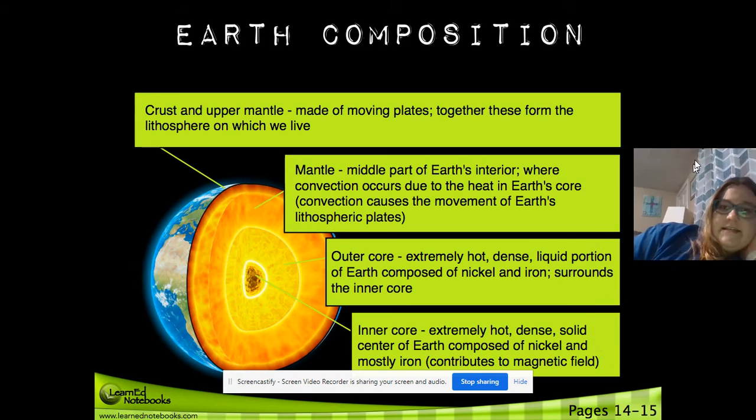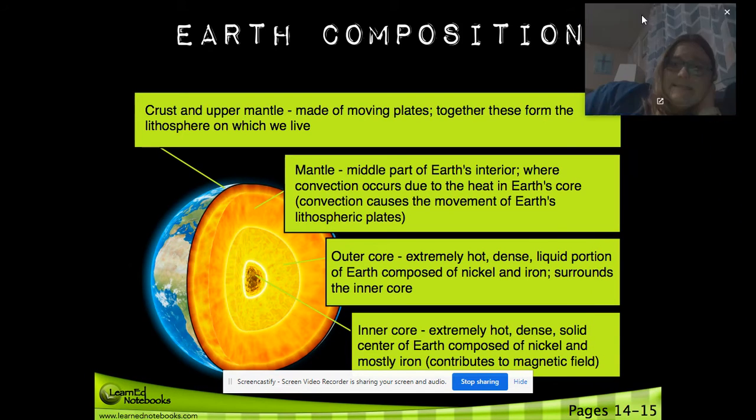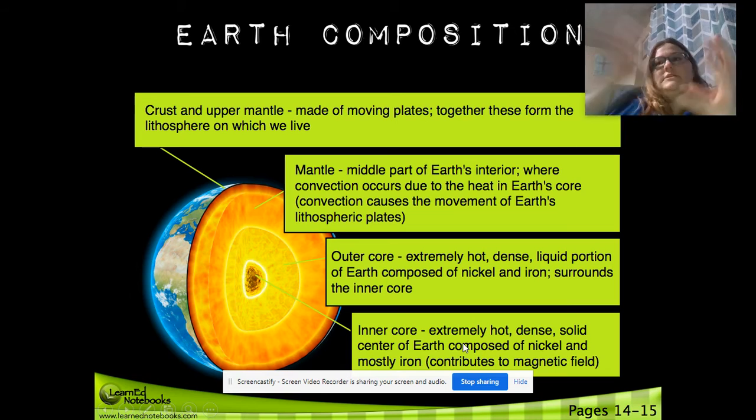The outer core is extremely hot, dense, meaning tightly packed, liquid portion of Earth composed of nickel and iron. It's nickel and iron. It surrounds the inner core. The inner core is hot, dense, solid because of all the pressure. It's being pressed on by all sides. And just like if you have mud and water, it makes a mud ball. It's what's happening to the solid center of our Earth. Because it is solid iron, nickel, which are metals, it contributes to the magnetic force field.